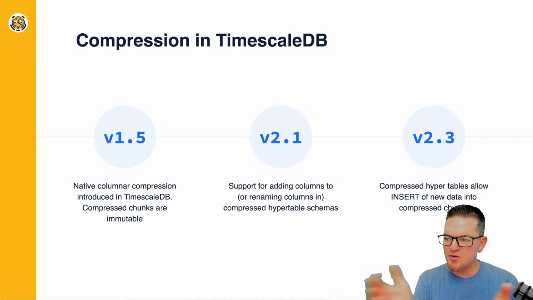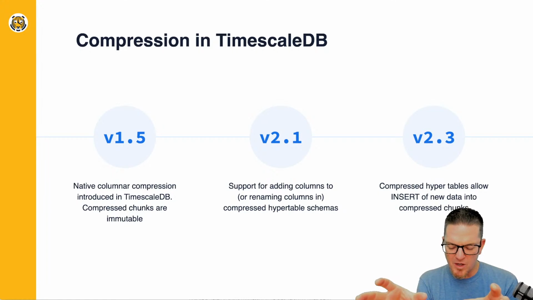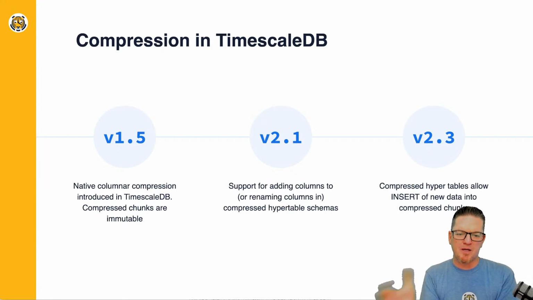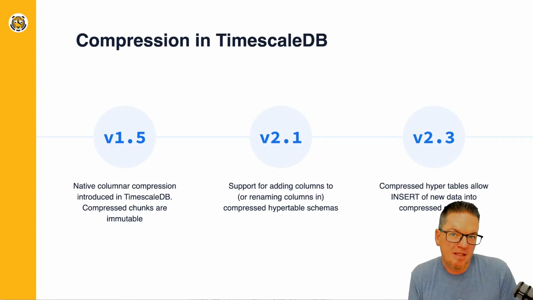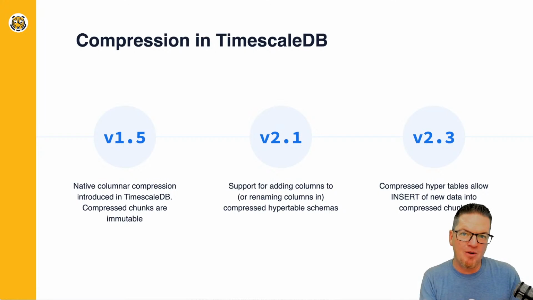So then in 2.3, we allowed you to actually insert data into hypertables. The reason was, again, as you'll see when we compress data in chunks, it really makes it immutable because we take something that is rows and we make it into columns. And so to insert now into the middle of those arrays of columns, it really is difficult, quite honestly. And so we didn't allow that at first.